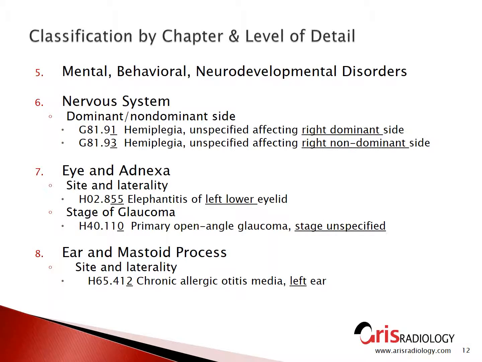Chapter 5, Mental, Behavioral, and Neurodevelopmental Disorders. Chapter 6, the Nervous System. The codes in this chapter specify whether the affected side is the patient's dominant or non-dominant side.